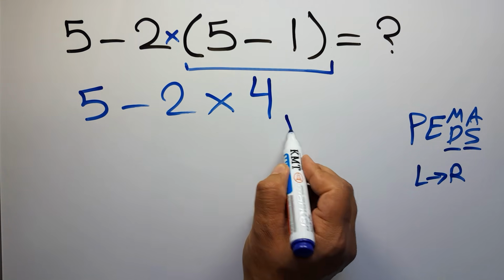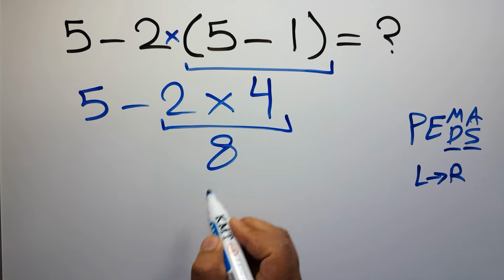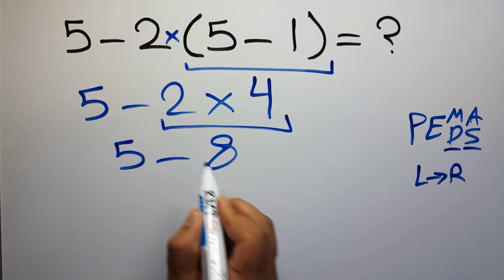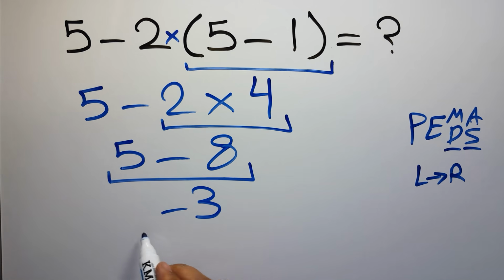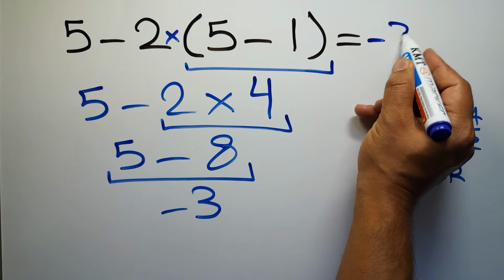2 times 4 gives us 8. So we have 5 minus 8, which equals negative 3. And this is our final answer to this problem. The correct answer is negative 3.